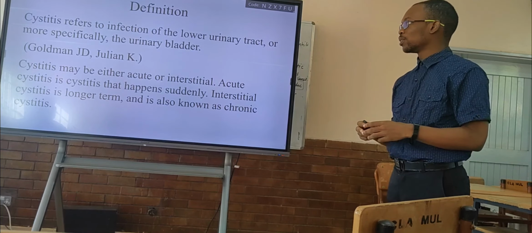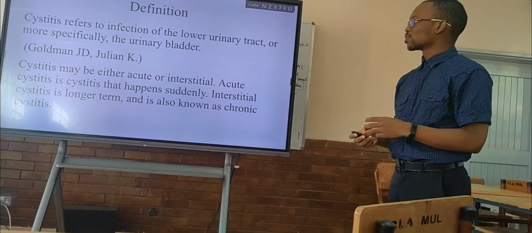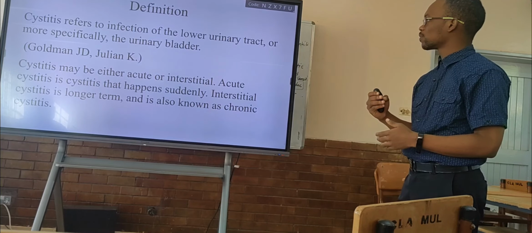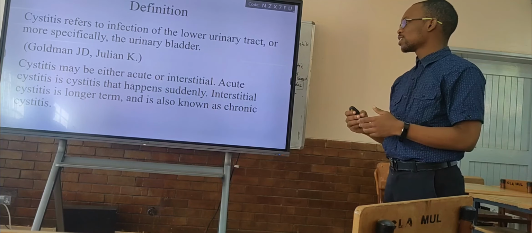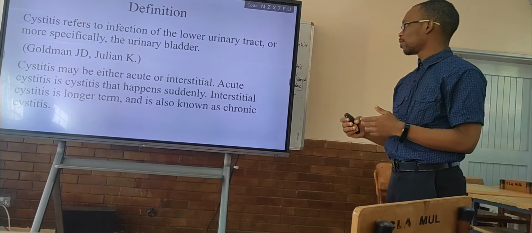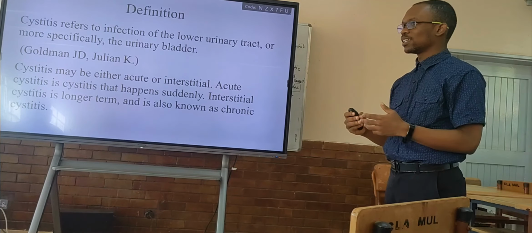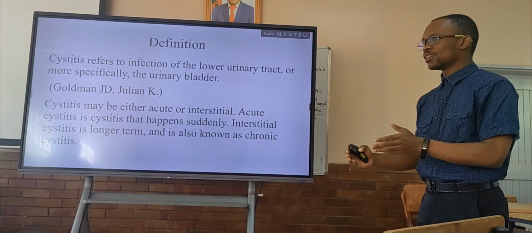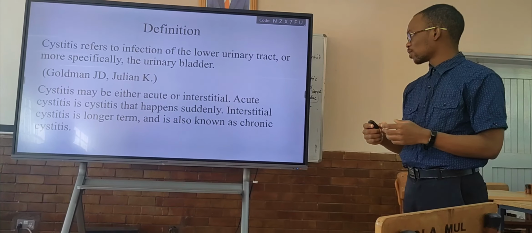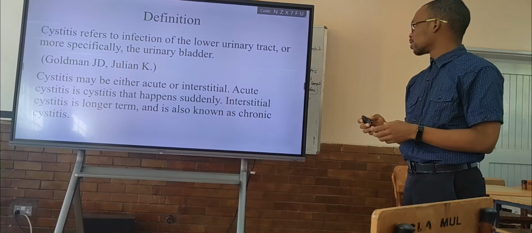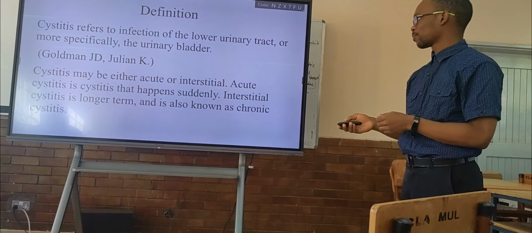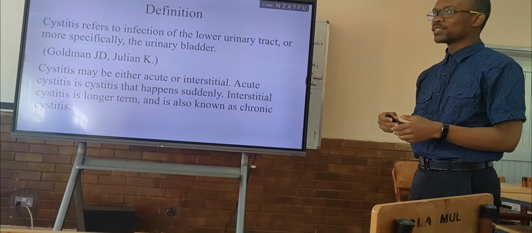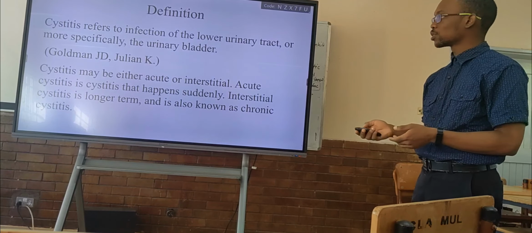So we look at the definition of cystitis. Cystitis refers to infection of the lower urinary tract, or more specifically, the urinary bladder. Cystitis may be either acute or interstitial. Acute cystitis happens suddenly. We know that acute is something that just happens and does not prolong. Interstitial cystitis is longer term and is also known as chronic cystitis.